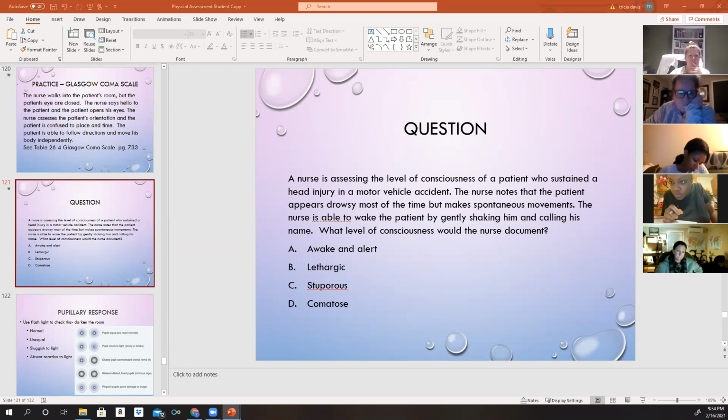Any other answers? B. Stupor's definition is arouses from sleep only after painful stimuli. Lethargic is drowsy, but opens the eyes and looks at you, responds to questions, and then falls back asleep. So this patient is going to be lethargic.